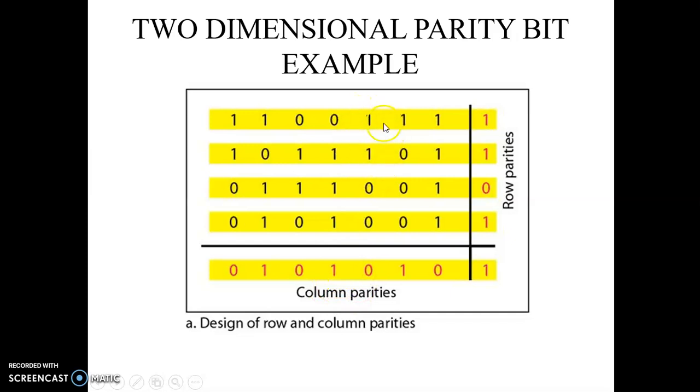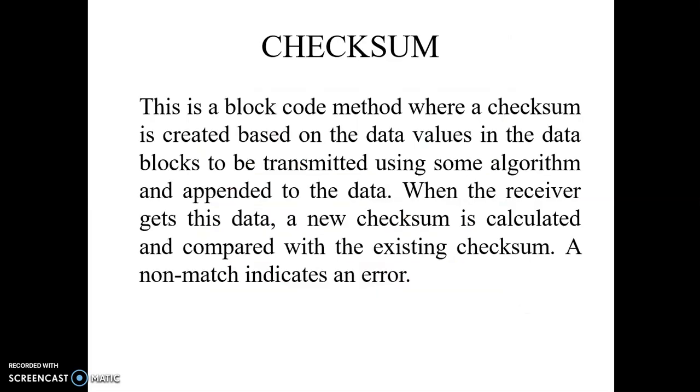In the fifth column I have even parity, so the parity bit that I have appended is 0. In the sixth column the number of ones is 1, so it is odd parity, and I have appended the parity bit as 1. In the last column, I have an even number of ones, so I have appended the parity bit as 0. So in the two-dimensional parity check, we need to check the parities row-wise as well as column-wise. Next, we are going to see the checksum.